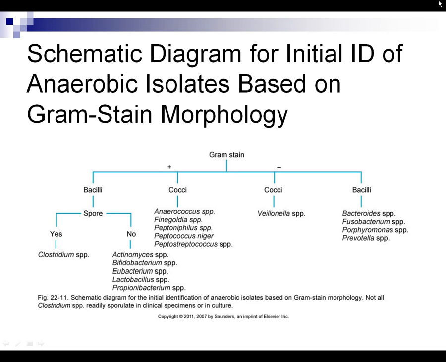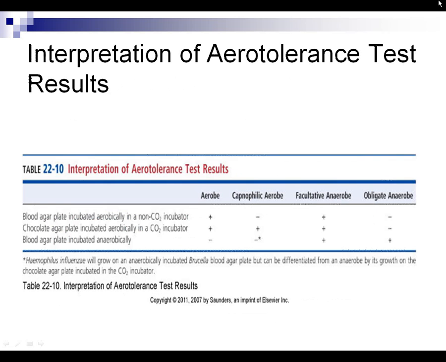So here's a schematic when you're determining which path you're going to take or which route, which is the likely pathogen you're working with. Be sure to know the gram stain reactions for the organisms mentioned in this PowerPoint. Be able to interpret an aerotolerance test. I think this is a pretty straightforward slide depicting an aerobe, a facultative anaerobe, and an obligate anaerobe.